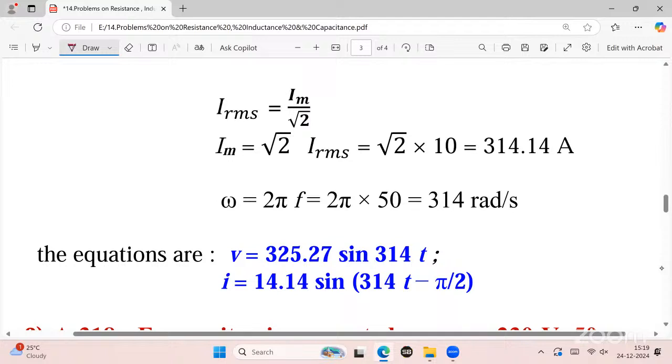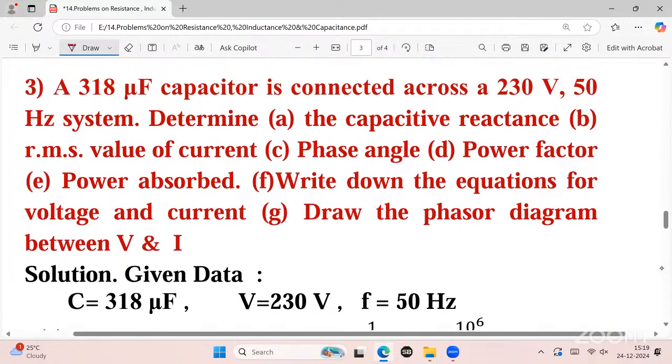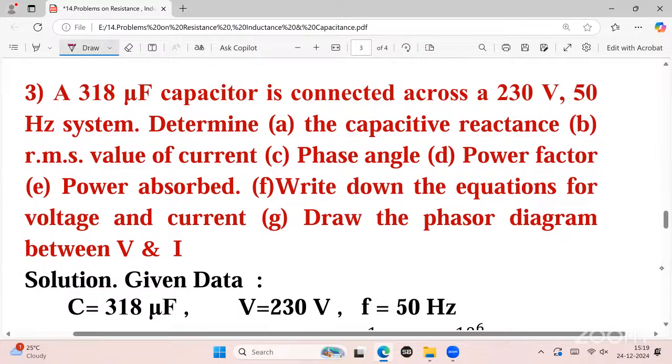Next, problem 3. Capacitance. How many results? Capacitance, 7 results. What is the 7th result? Power consumption. Pure capacitance, 0. 7th result, power consumption, P is equal to 0. Assumption that no resistance, no heat. Impossible case.